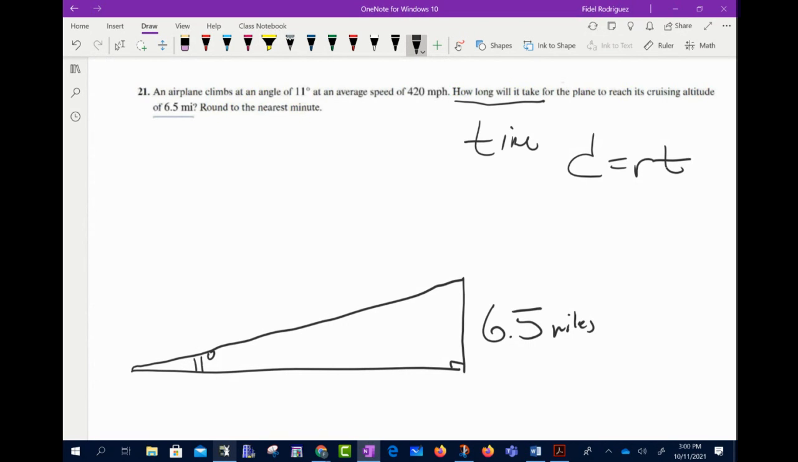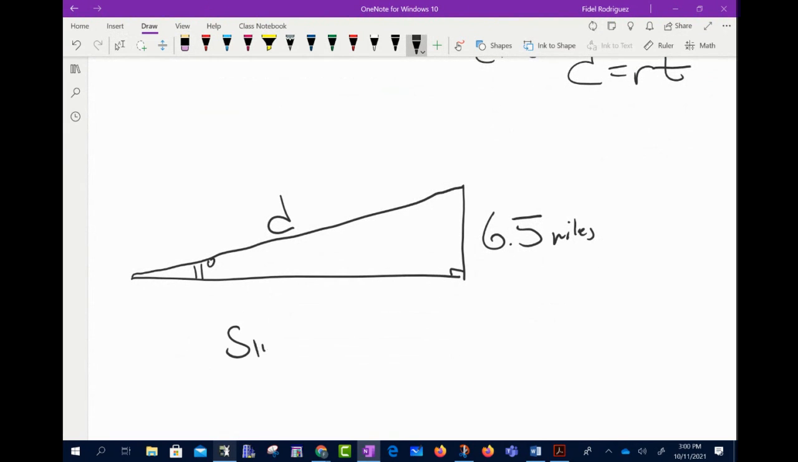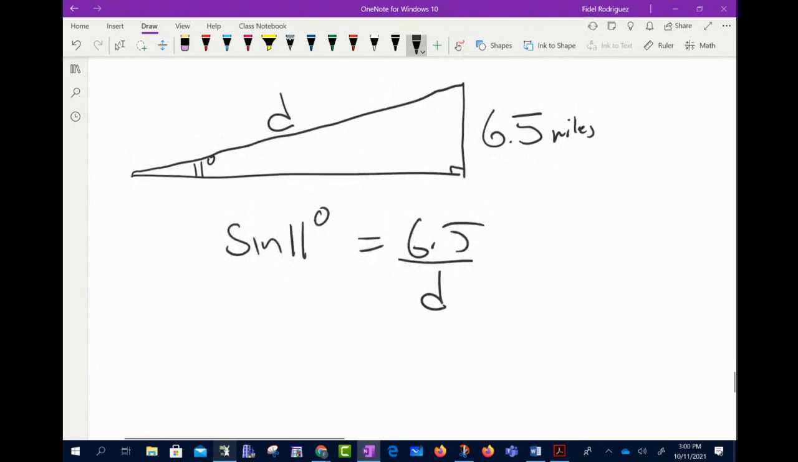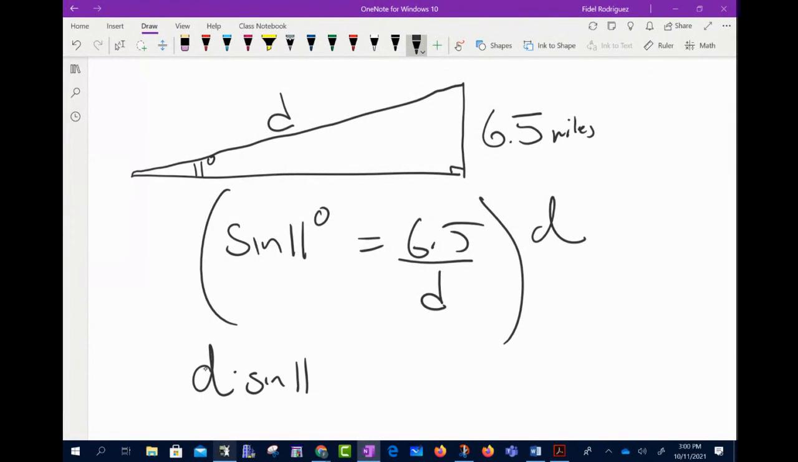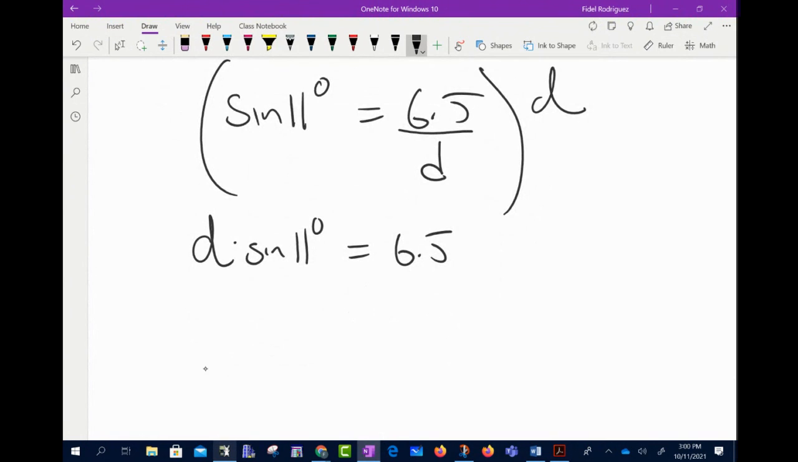Okay, so let me ask you a question. Suppose I call this D. Is there a trig function that relates the opposite and the hypotenuse? Sine? So couldn't we say the sine of 11 degrees is equal to 6.5 over D? And then if we were to multiply both sides by D, we would have D times the sine of 11 degrees is equal to 6.5. And then we could divide both sides by the sine of 11 degrees.